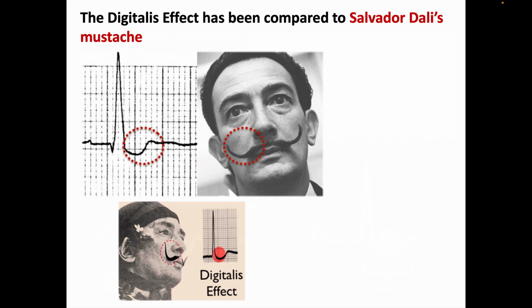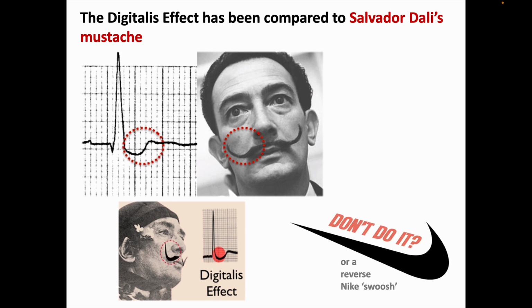The digitalis effect has a shape that has been compared to the mustache of Salvador Dali, the Spanish surrealist artist. It also looks like a reversed Nike swoosh.